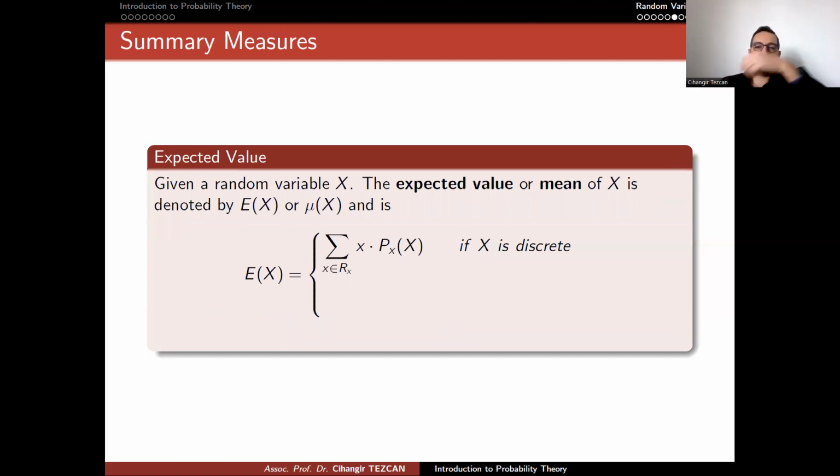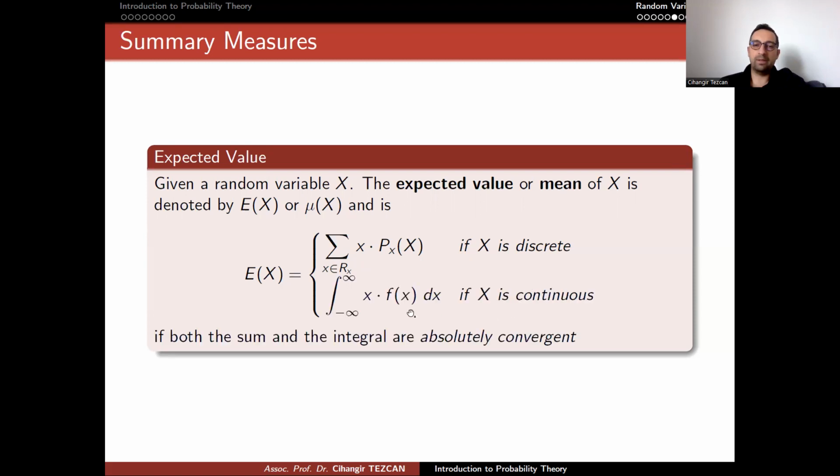Given a random variable X, the expected value or mean of X is denoted by E[X], sometimes mu_X, and is defined like this. If X is a discrete random variable, the expected value is the summation of every x multiplied by the probability of that x. But if it is a continuous random variable, we don't sum values, we take the integral from minus infinity to plus infinity, if both the sum and integral are absolutely convergent, of course.